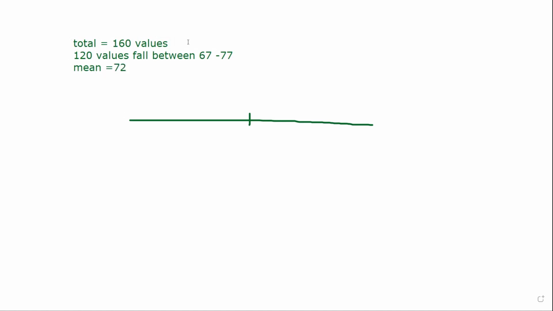So I'm going to start with that. I have the mean is 72 right here. And I've got some kind of interval. I've actually got two intervals, but I'm going to start by drawing the first one they give me. I don't quite know how far back to make this, but I'm going to start here, right? So this is going to be 67. And this is going to be 77 over here. Okay, nothing too hard right now.